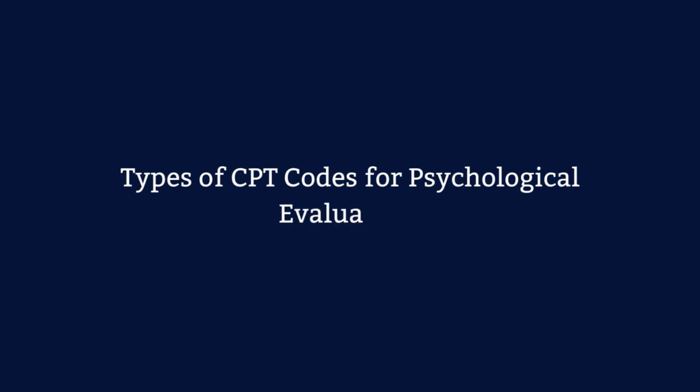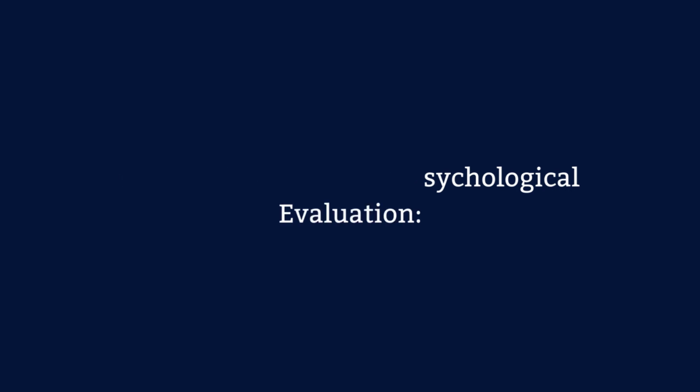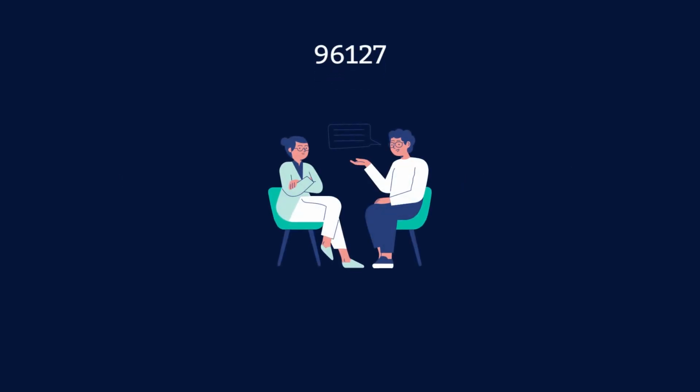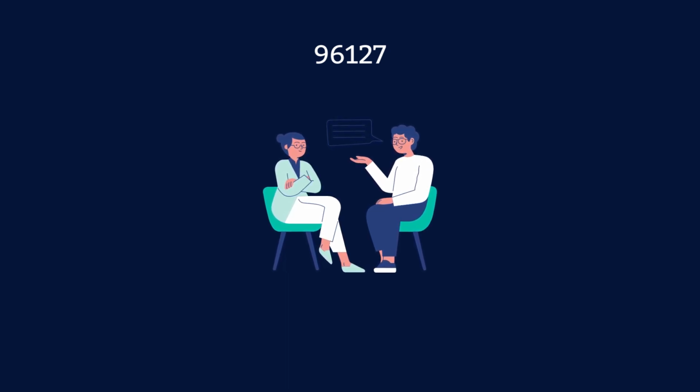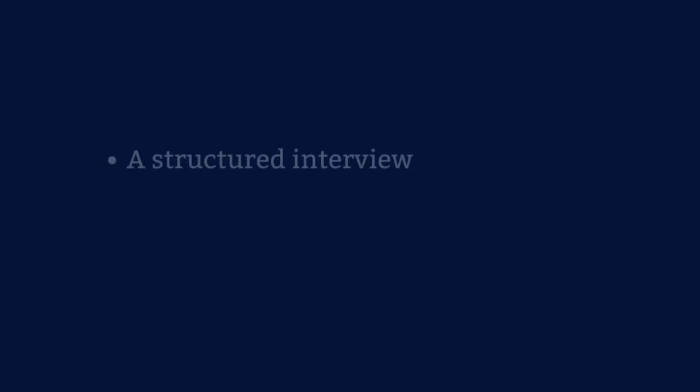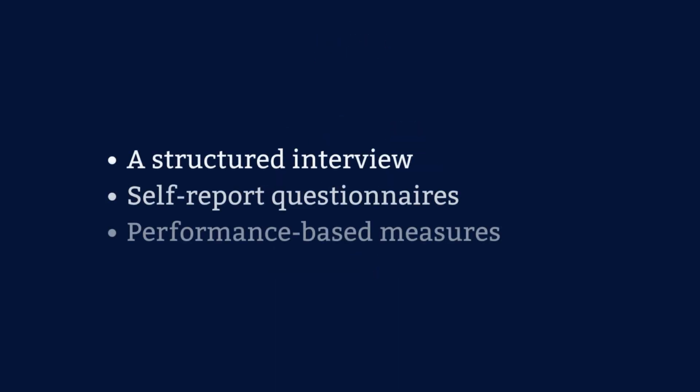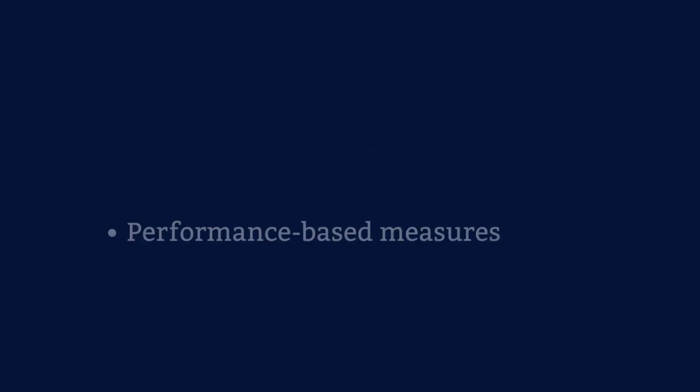The most commonly used CPT codes for psychological screening are 96127. This code is for brief emotional or behavioral assessments that take less than 30 minutes. To use this code, you must provide the patient with an assessment instrument that includes at least one of the following criteria: a structured interview, self-report questionnaires, or performance-based measures.